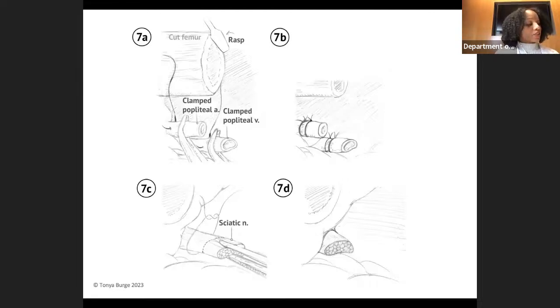Next, the sciatic nerve is grasped, extended, divided, then allowed to retract proximally. This is to prevent future neuroma formation.